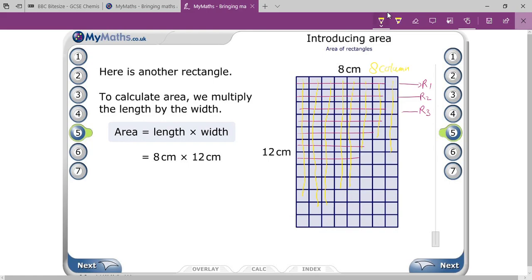Okay, 8 columns, and how many rows are there? So if 3 are 4, it will be 4, it will be 5, it will be 6, it will be 7, it will be 8, it will be 9, it will be 10, it will be 11, it will be 12.